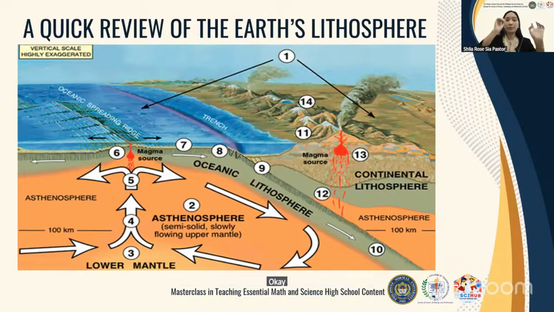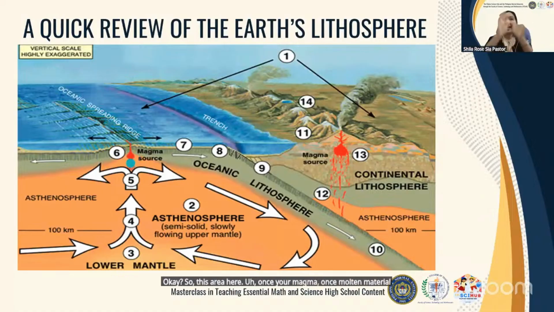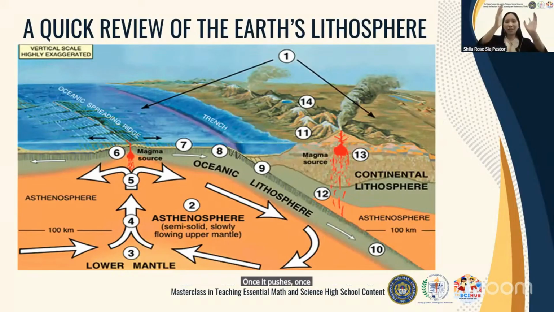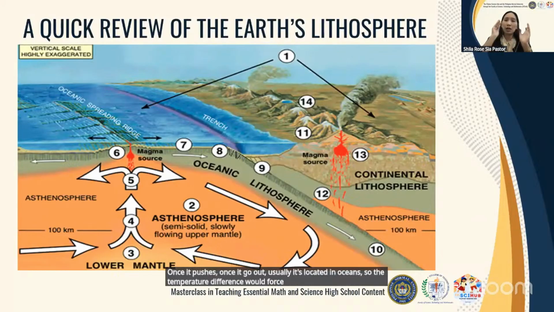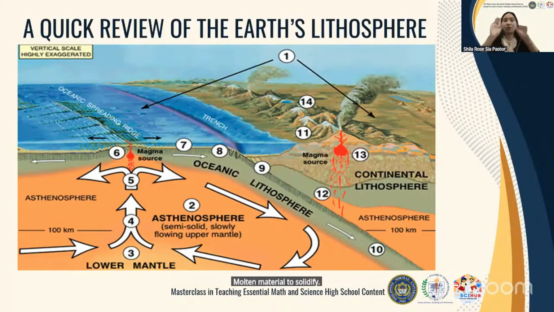Okay, so this area here, once molten material exits the ridge, it will push your surrounding lithosphere. Once it goes out, usually it's located in oceans. So the temperature difference would force the molten material to solidify, thereby creating your new crust. So the new crust pushes the older crust to the sides.